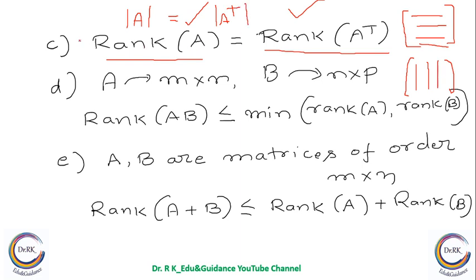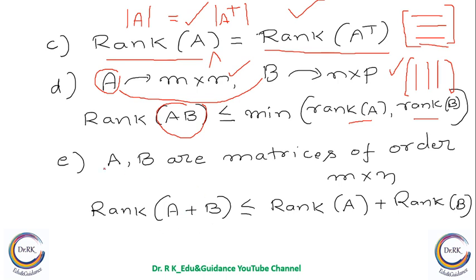So obviously, it follows that rank of A is equal to rank of A transpose. Next, one or two observations. If A is a matrix of order m by n, and B is a matrix of order n by p, then we'll have the product of these two, A into B. Then rank of that matrix is less than or equal to the minimum of rank of the first matrix, comma, rank of the second matrix.